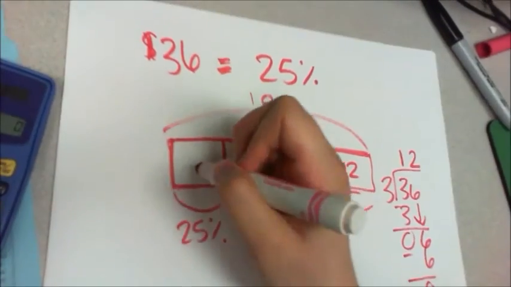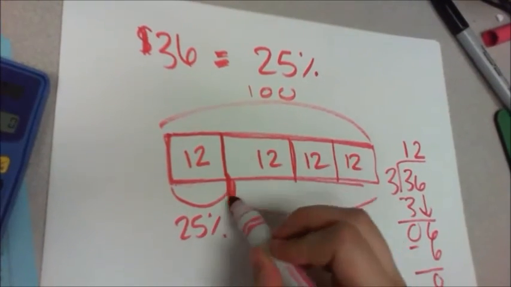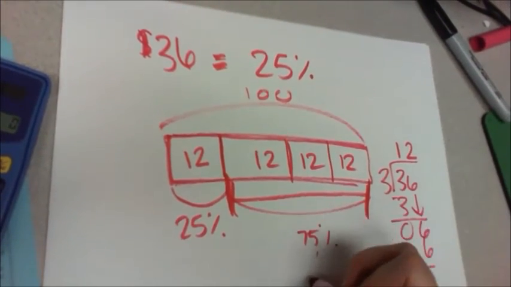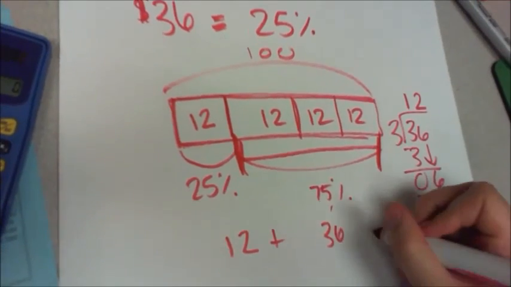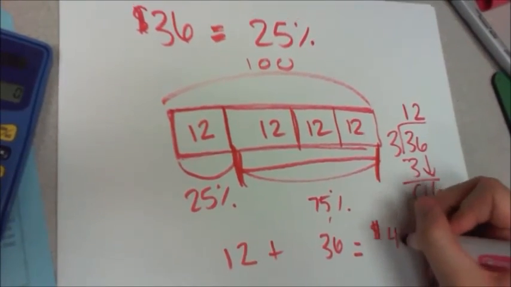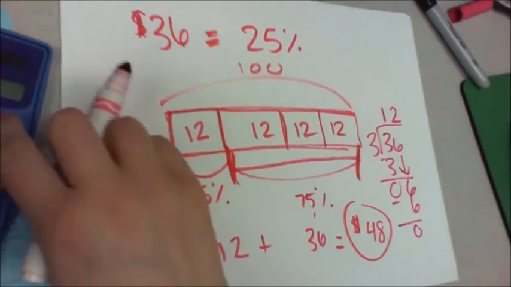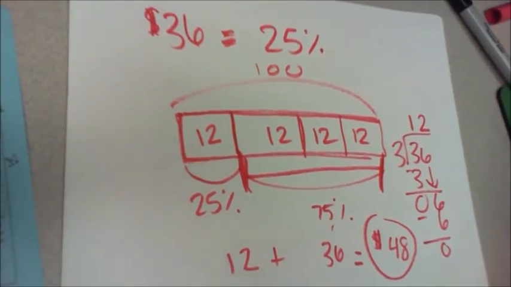Well, if all of these are 12, that means this one has to be 12 as well. Like I said, we knew that these 3 boxes gave us 36. So if we add 12 more to our 36, we get a total price of $48. So it originally cost us $48 to buy those bed sheets.